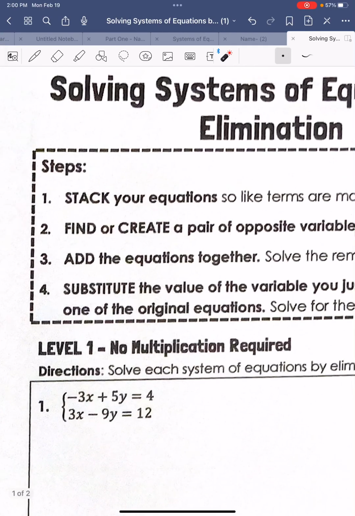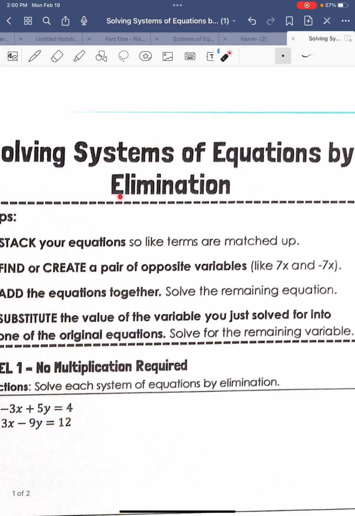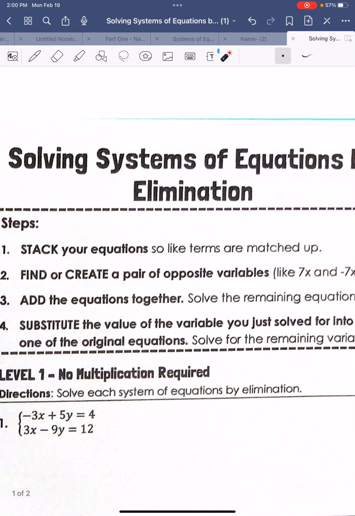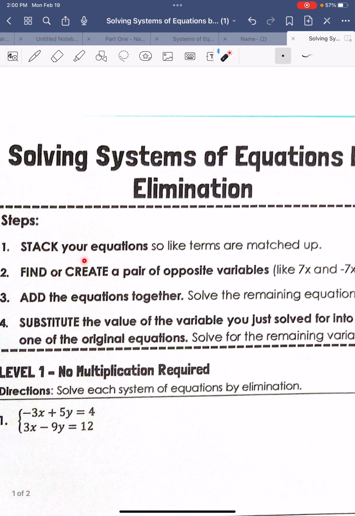So this new method will show you how you can eliminate a letter so you can solve for one letter at a time. Because that's how we solve systems of equations. We can't solve for two letters at the same time. We've got to isolate one of them so we can plug it back in. So step one is making sure that your equations are stacked, so that like terms are always matched up. Notice that you have x's on top of x's, y's on top of y's, and numbers on top of numbers. That way it's all nice and neat, and all your variables are in the same spot.